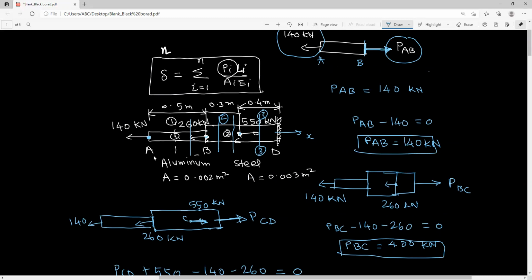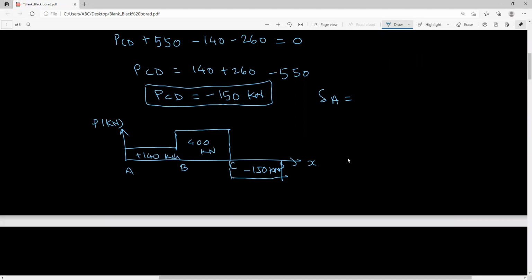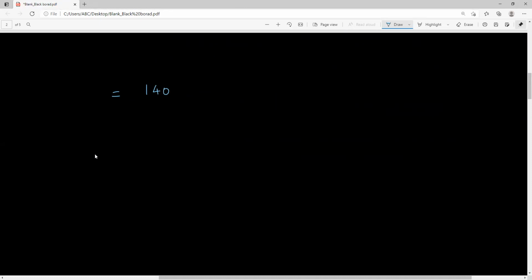Total deflection will be somewhere here at part A. So I am writing delta A. It will be sigma PL by AE. So let us take the separate slide where I have the P, 140. I will convert it into Newton by multiplying by 10 to the power 3.